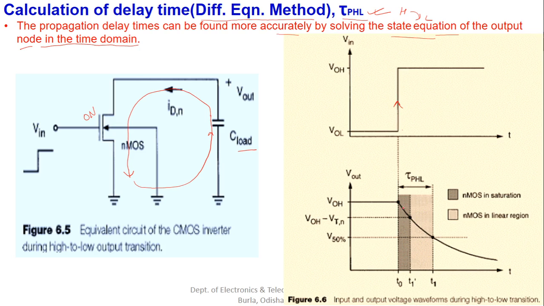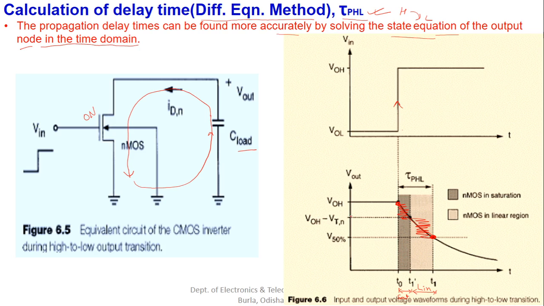As I said earlier, during this transition from VOH to V50%, the region of operation of this NMOS will change. First it will remain in saturation mode for some duration of time, and then it will go into the linear region of operation. So between T0 and T1 dash, this NMOS is in saturation mode, and from T1 dash to T1, it is in linear mode of operation.